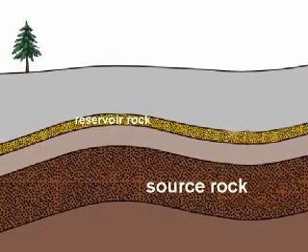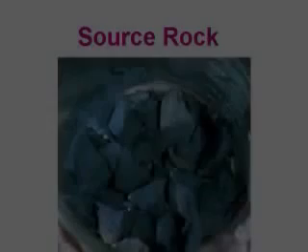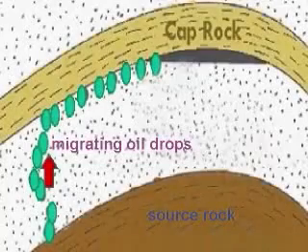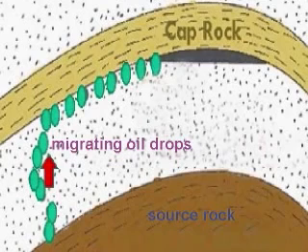The place where oil is first formed is called the source rock, usually a shale rock enriched with dead organic material. Once the oil is made in the source rock, where does it go? Petroleum must migrate and be trapped before it is exploitable, before we can economically get it out of the ground.